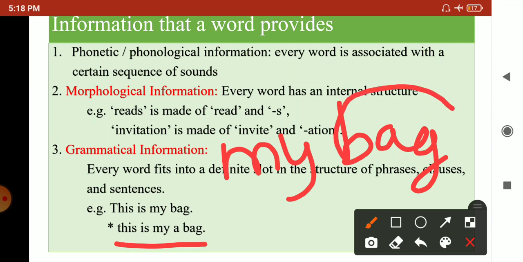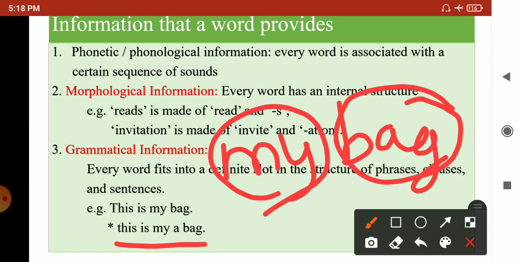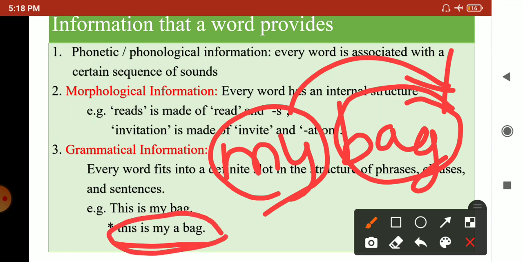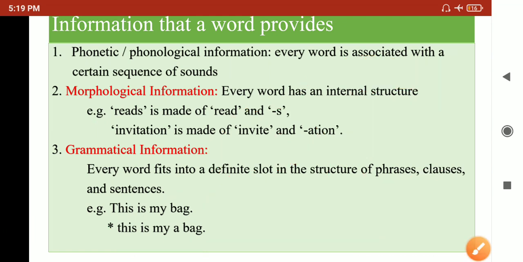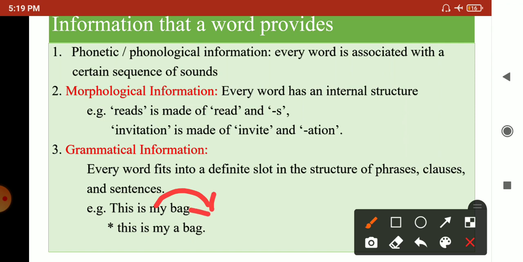So before a noun, you can add a possessive pronoun. So you can say my bag, his bag, her bag, my car, her car, etc. You cannot move the place of the possessive pronoun after the noun. You cannot say "this is bag my." No. "This is my a bag" is also wrong.